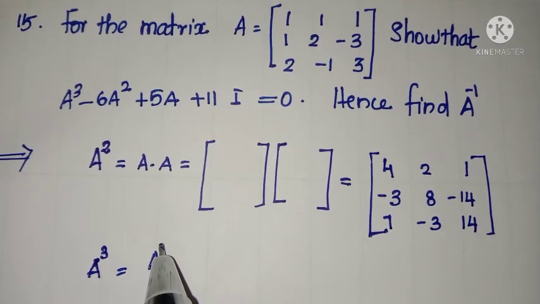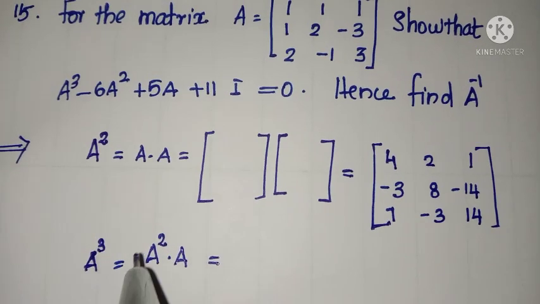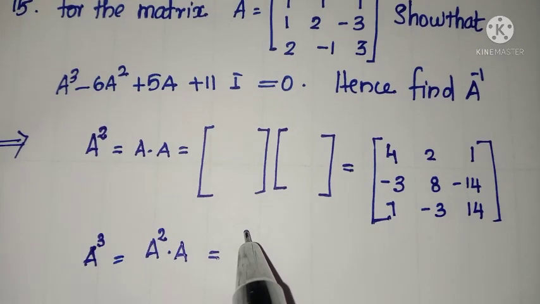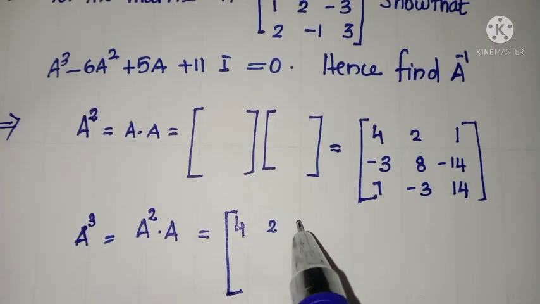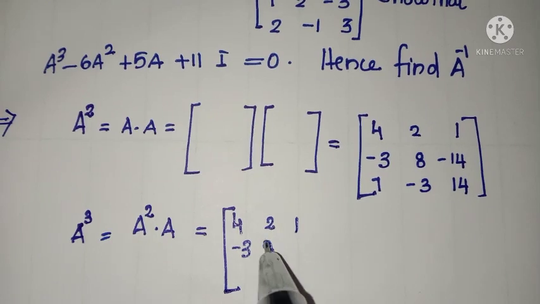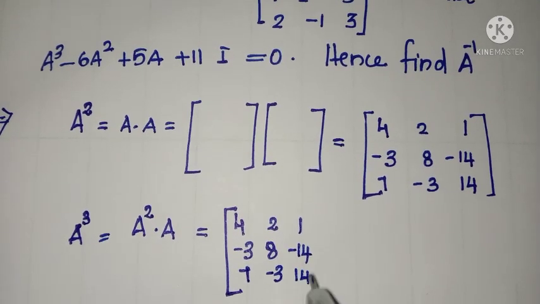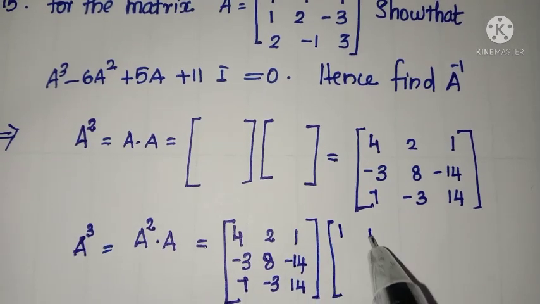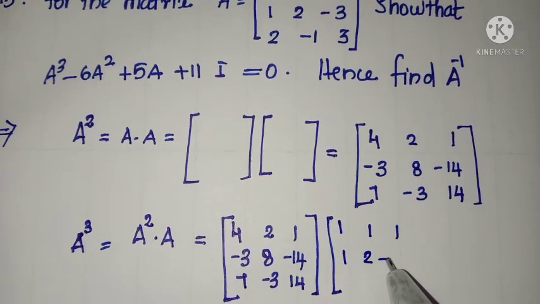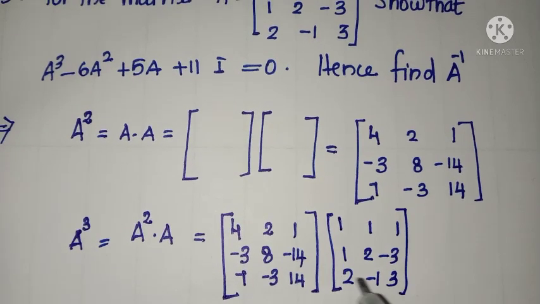A cube is obtained by A square into A. Listen. Here, what is A square? A square is the matrix 4 2 1, minus 3 8 minus 14, 7 minus 3 14, into the given matrix 1 1 1, 1 2 minus 3, 2 minus 1 3.